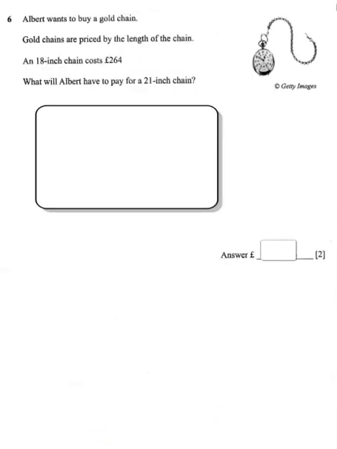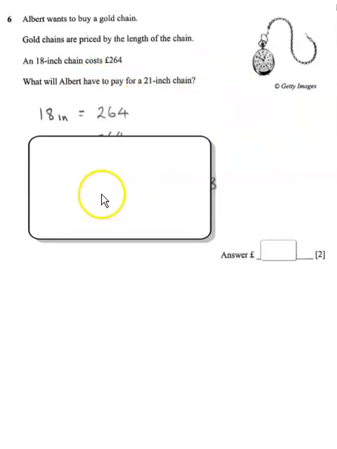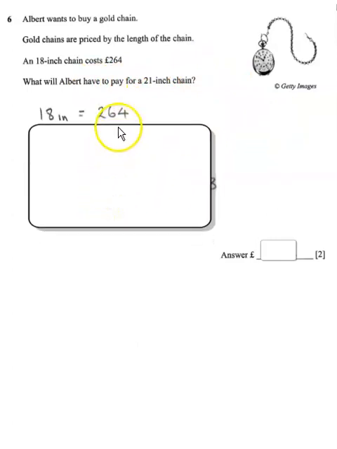So for question 6, it says Albert wants to buy a gold chain. Gold chains are priced by the length of the chain. An 18-inch chain costs £264. What will Albert have to pay for a 21-inch chain? So we can see that 18 inches would equal £264.